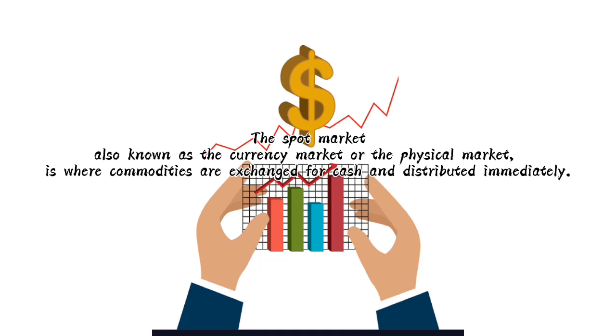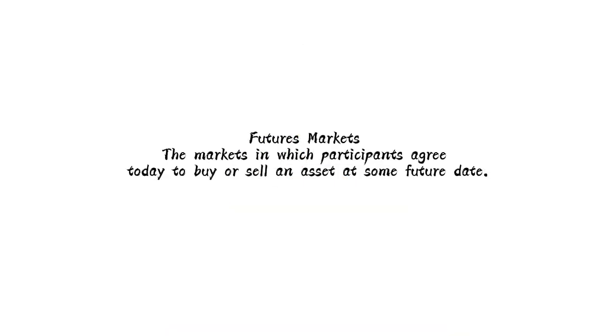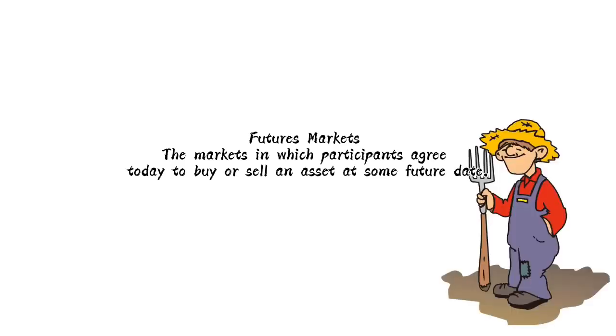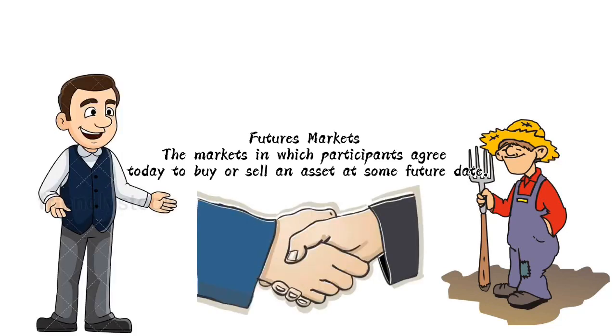Next one is the futures market. Futures market is one in which participants agree today to buy or sell an asset at some future date. An example of this is a farmer who signed a contract with a middleman to sell his wheat for the next harvest, which is in the next 6 months. This means all the harvested wheat will be directly delivered to the middleman.